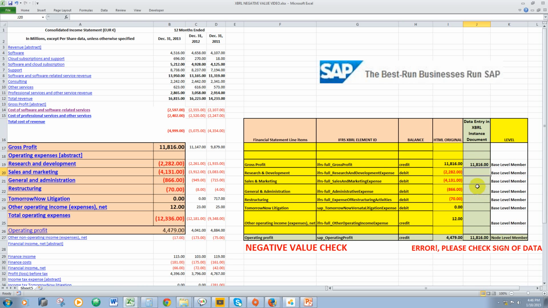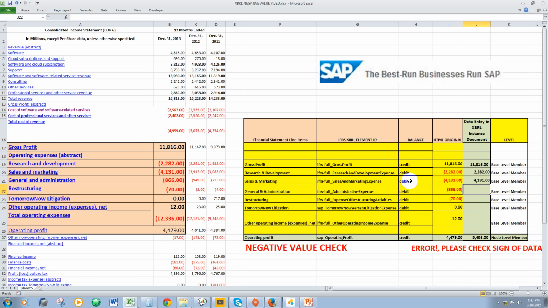Now let us key in research and development expense to the tune of 2,282 million euros. Let's key in this number positively, 2282, and we see that the node level member operating profit has decreased by 2282 because research and development expense has a debit balance. So let us key in sales and marketing expense and see what happens, 4131. We find that the operating profit has decreased by 4131 because sales and marketing expense has a debit balance.